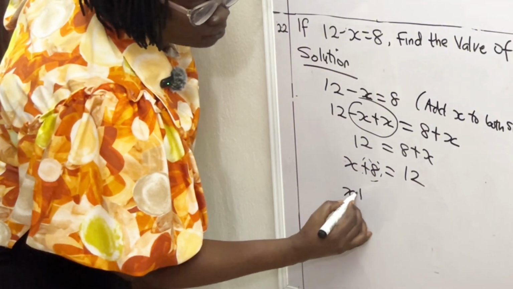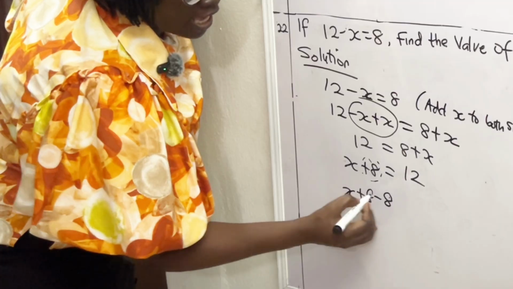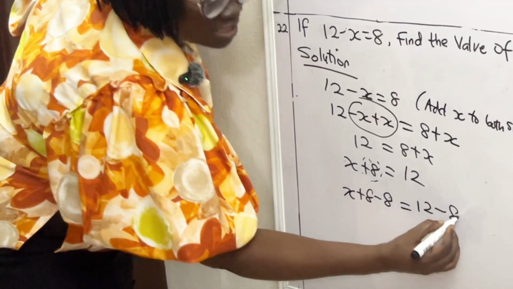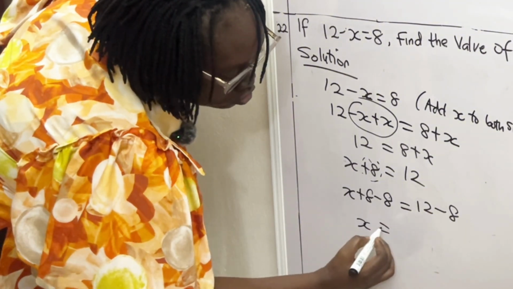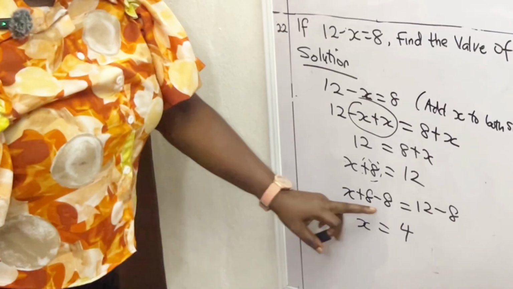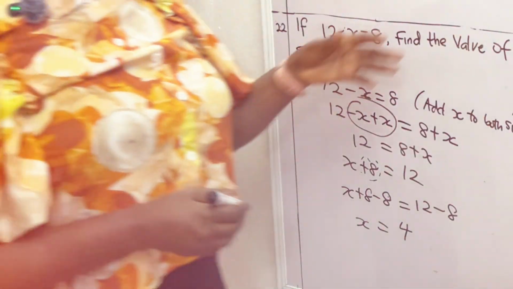So you have x plus 8 minus 8. It will remove 8, right? 8 minus 8 will become 0. So you also do the same to your right hand side. x will be equal to 12 minus 8, which is 4. Remember, 8 minus 8 is 0, so we have only x remaining. So x is 4. Next question.